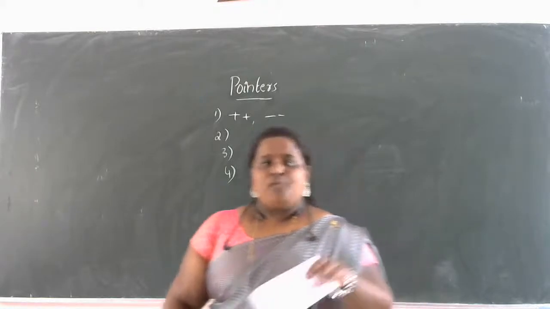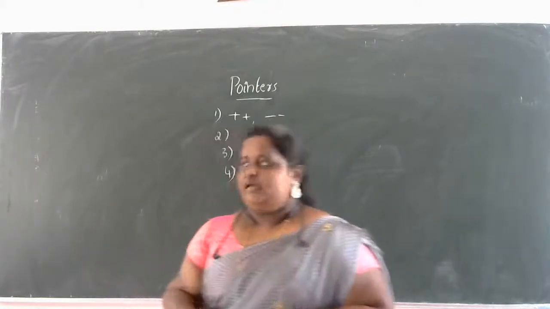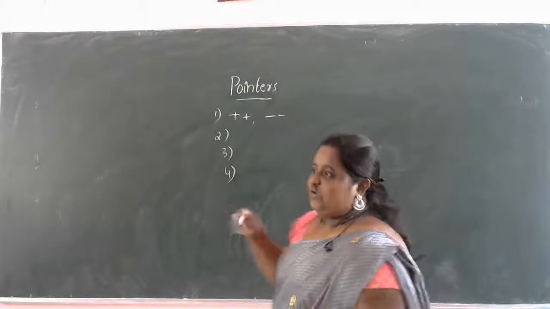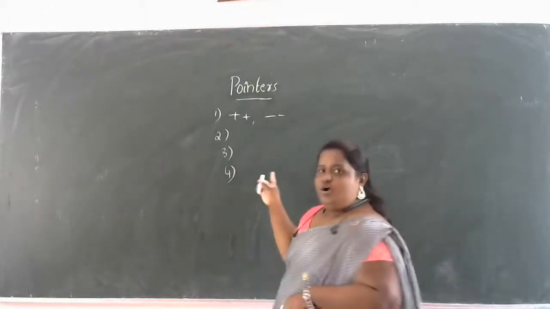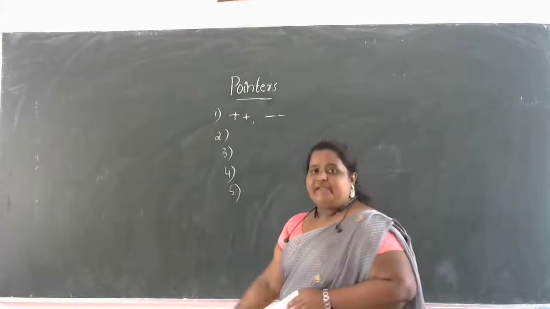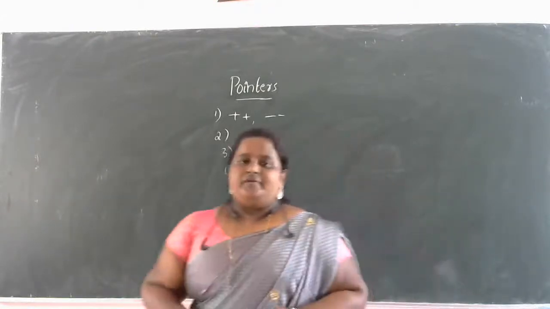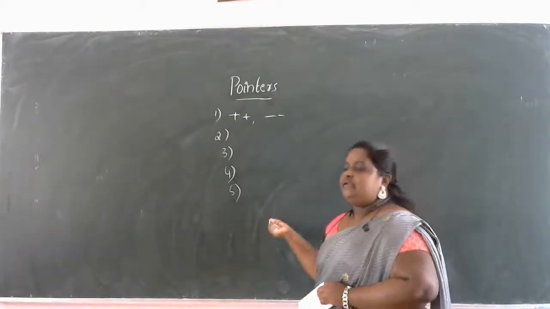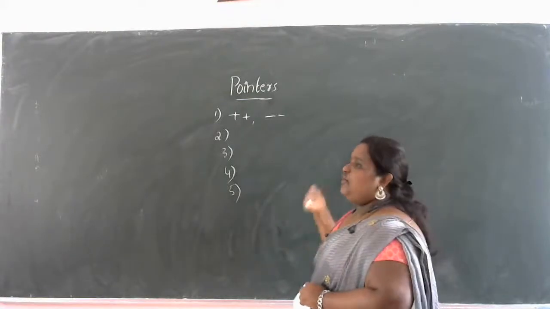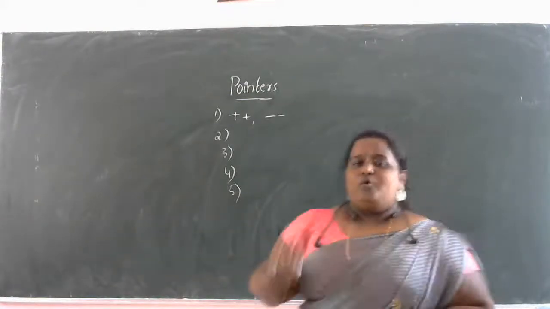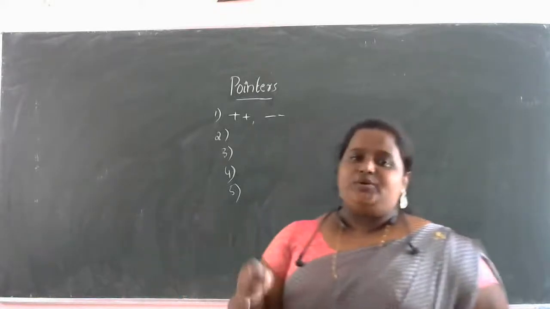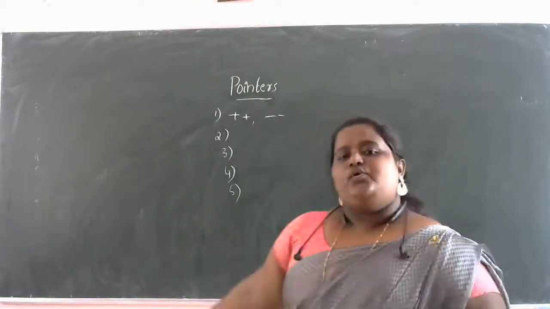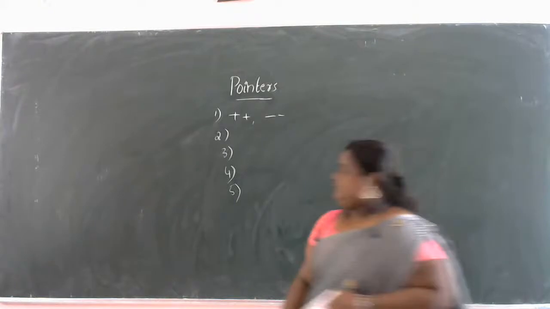If two pointers are pointing to the elements of the same array, you can compare two pointers. Fifth one is subtracting two pointers if both the pointers are pointing to the elements of the same array. You can subtract one pointer from another pointer if both the pointers are pointing to the elements of the same array.